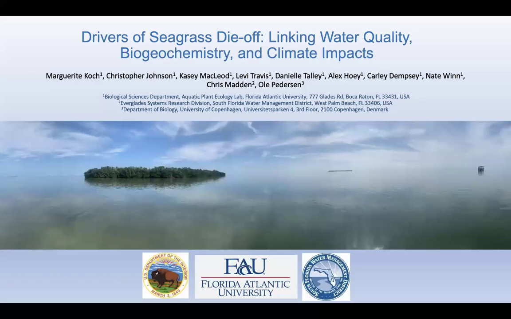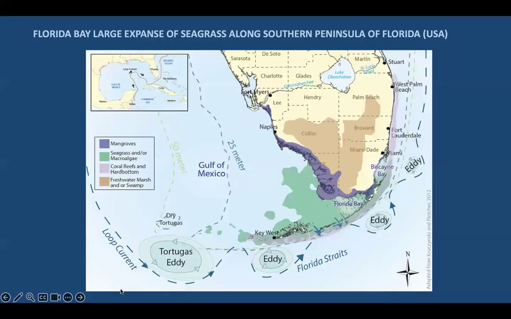Seagrass die-offs in Florida Bay, which is a large shallow lagoon that covers almost 3,000 square kilometers. So we're also interested in the broader implications of our results in Florida Bay to global seagrass decline, particularly with ocean warming and salinization with climate change.